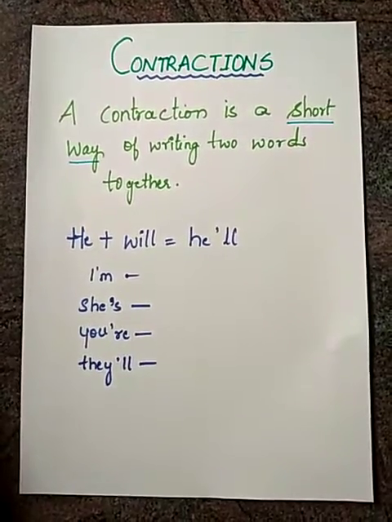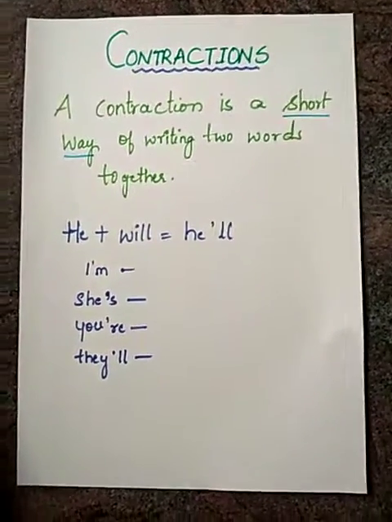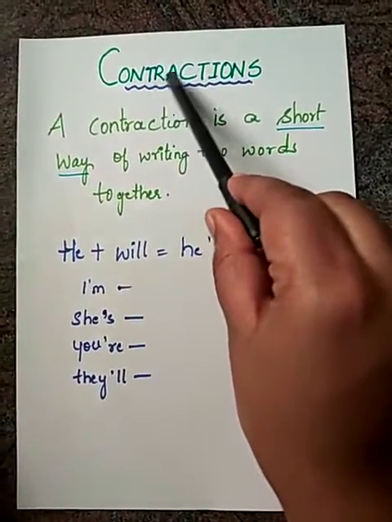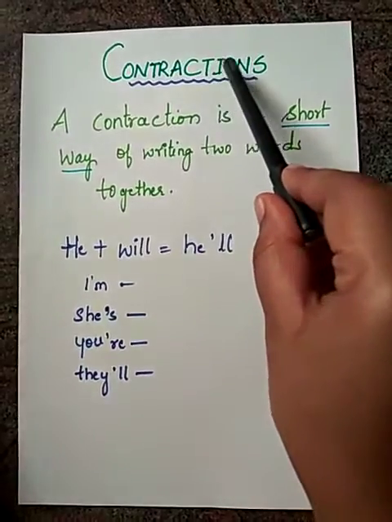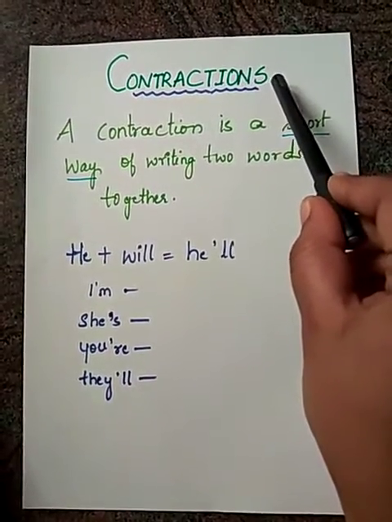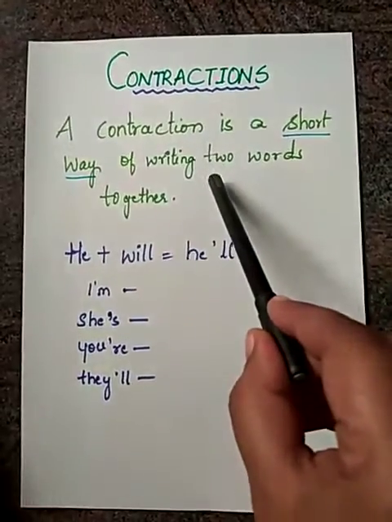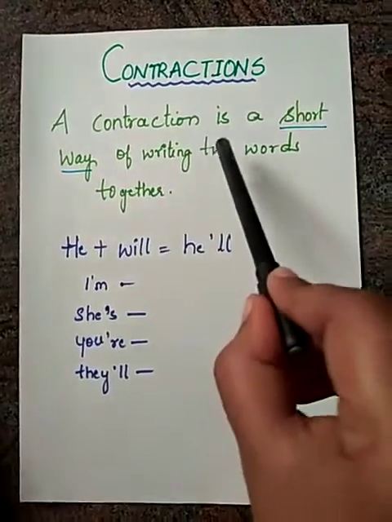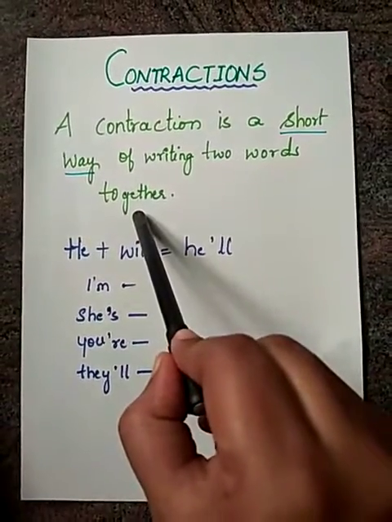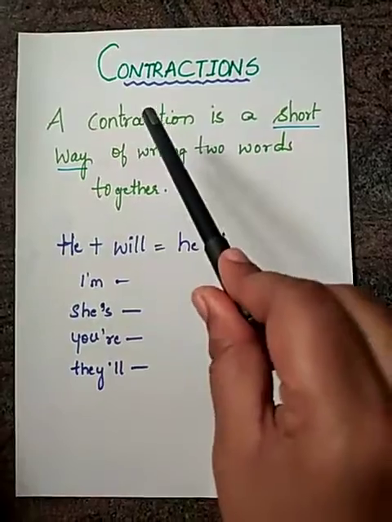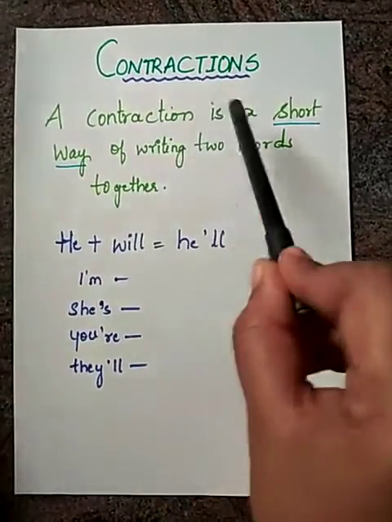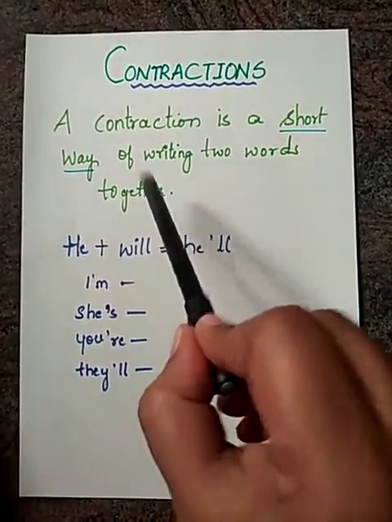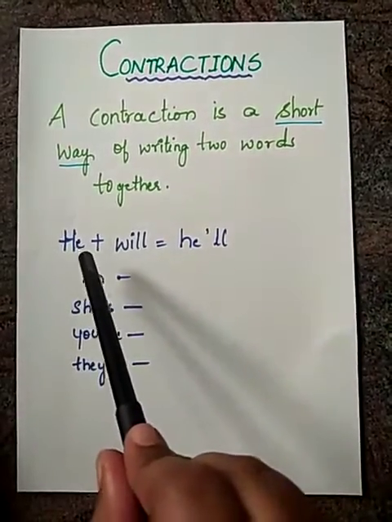So, after pronouns, the topic is contractions. Contractions. So, the meaning of contractions: a contraction is a short way of writing two words together. I repeat once again, a contraction is a short way of writing two words together. So here are some examples.